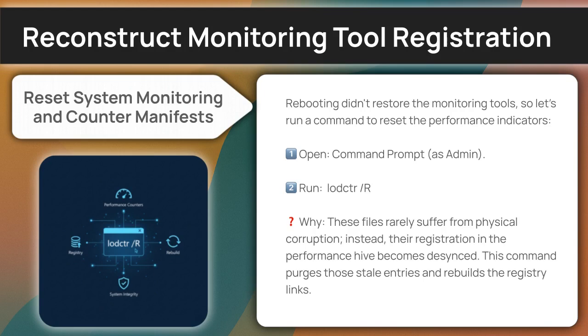First, open command prompt as admin. Second, you're going to type lodctr /r, then hit enter. Why are we doing this? Well, these files rarely suffer from physical corruption. Instead, their registration in the performance hive becomes desynced. This command purges those stale entries and rebuilds the registry links.